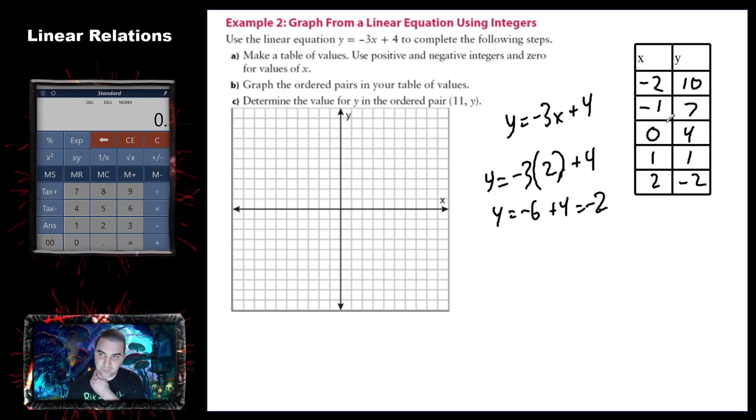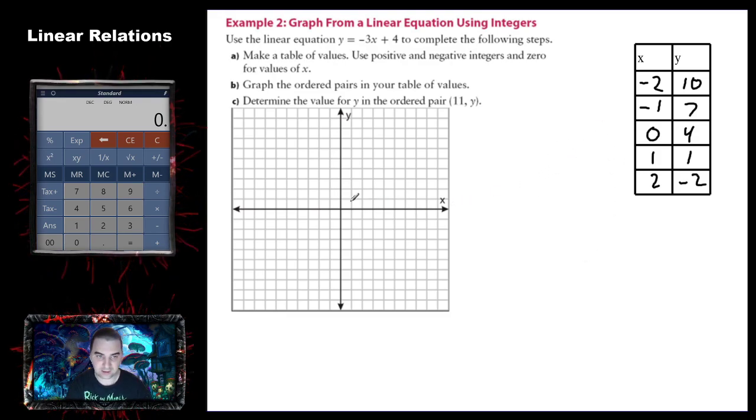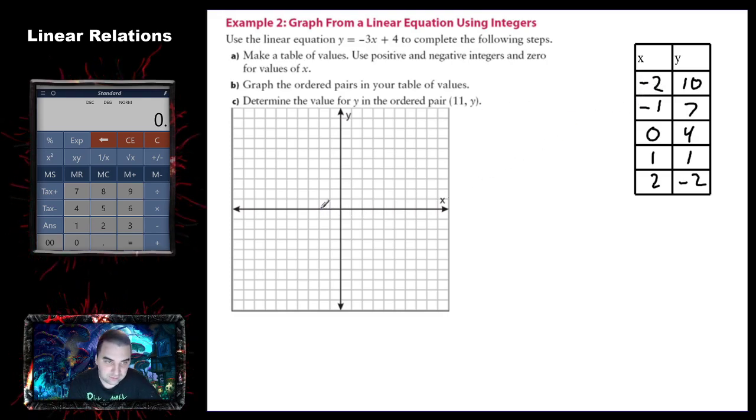Okay. Now that I've done my table of values, I have a fair number of points here that I can plot to make a line. So negative 2x is 10y. Negative 1x is 7y. 0x is 4. 1x is 1y. And 2x is negative 2y.